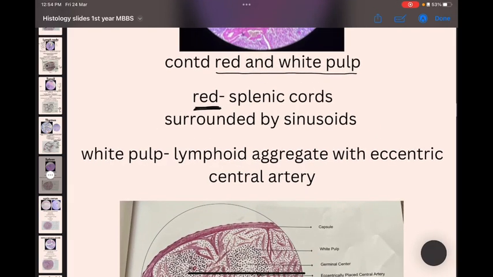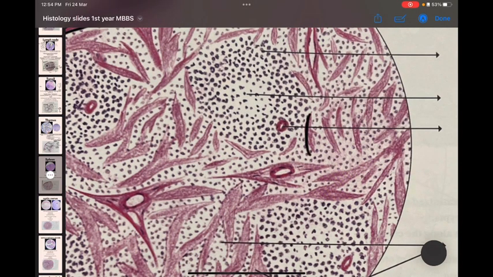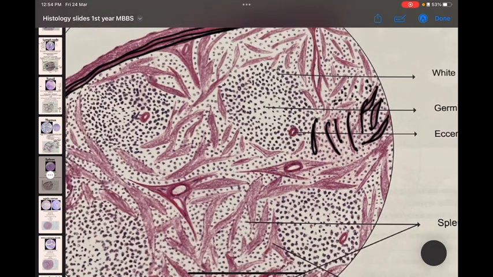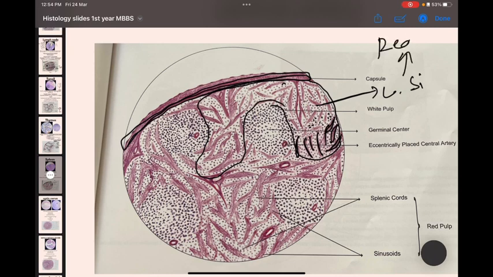Red pulp. See the diagram. Firstly, we have a capsule of spleen, and then you have to draw like this, a spindle shaped sinuses, and then between these sinuses we have cords. So this region which contains cords and sinuses is called the red pulp.